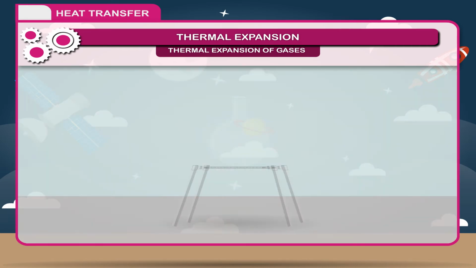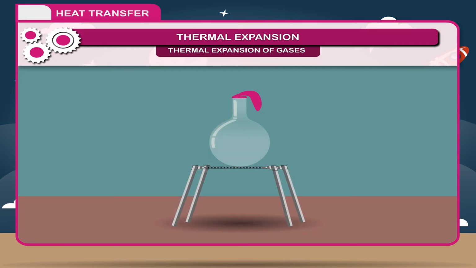Activity: take an empty flask and fix a balloon to its neck. Heat the flask using a burner and observe the balloon. After some time, the balloon gets inflated. Now, leave the flask to cool down. The balloon gets deflated. It shows that gases expand on heating.